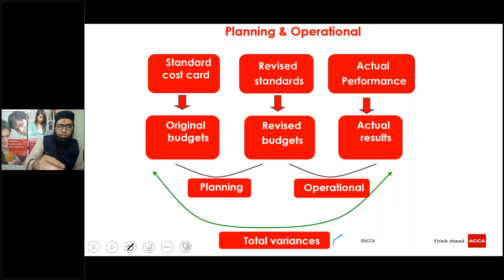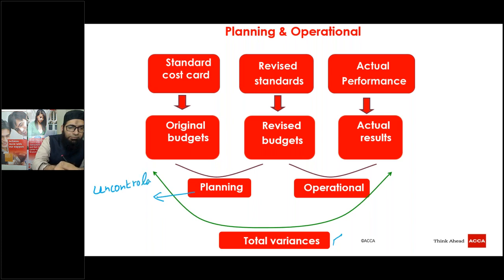Why do we do that? This is because planning variance is generally deemed to be uncontrollable, whereas operational variance is deemed to be controllable.